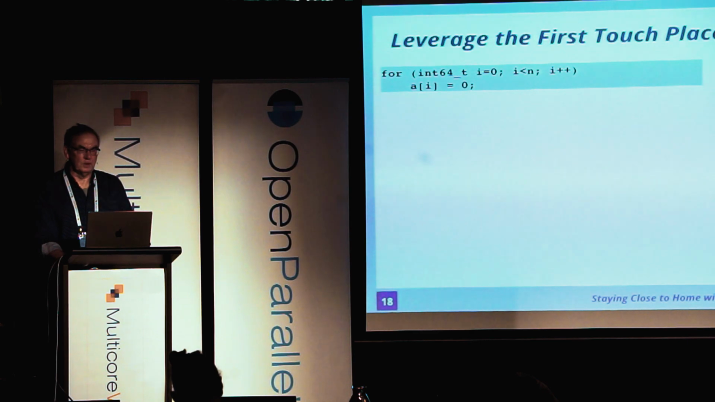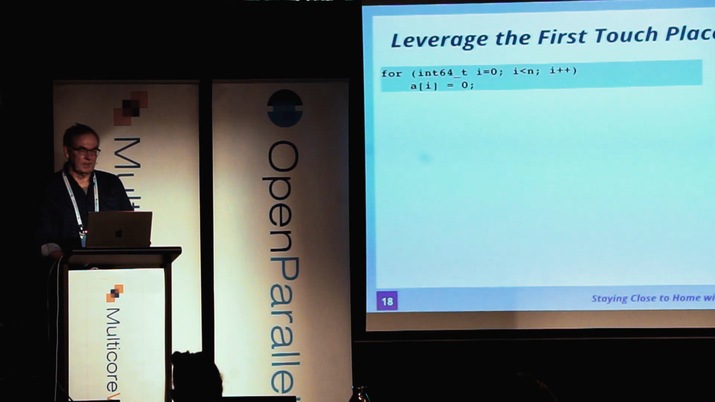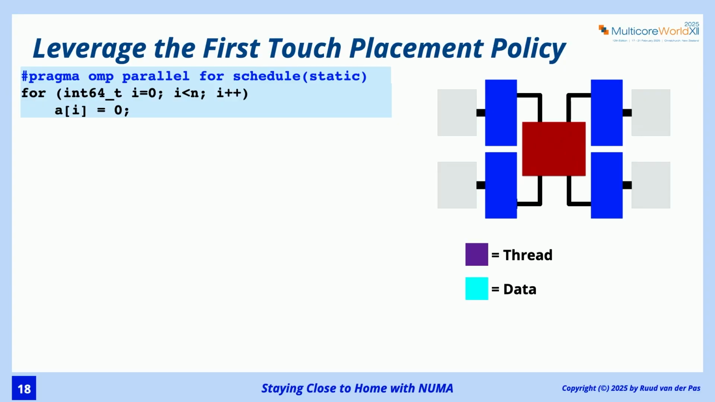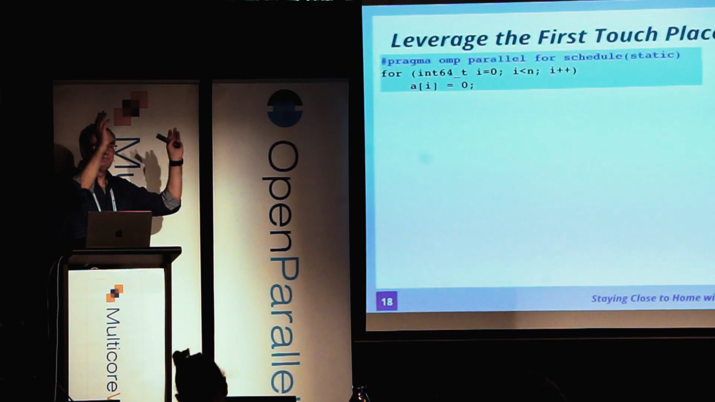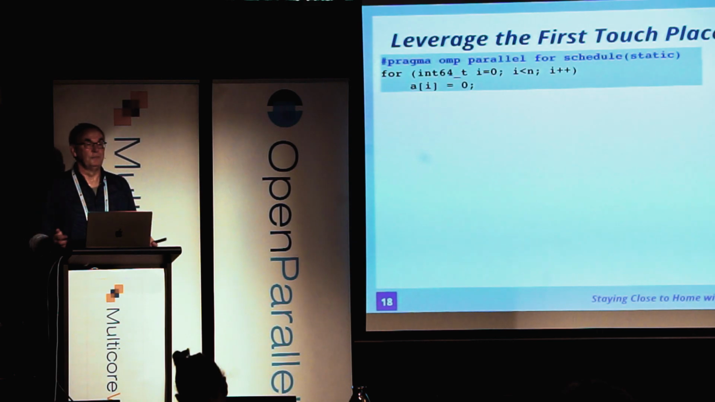How do you do that? Well, you can actually leverage first touch to your advantage. And I have to show a little bit of OpenMP here. This is the OpenMP way to say parallelize this loop. And what the OpenMP compiler will do is generate the code to actually split that iteration space into sections, and each section will be assigned to a thread. That's how you get your parallelism for a loop like this in OpenMP.